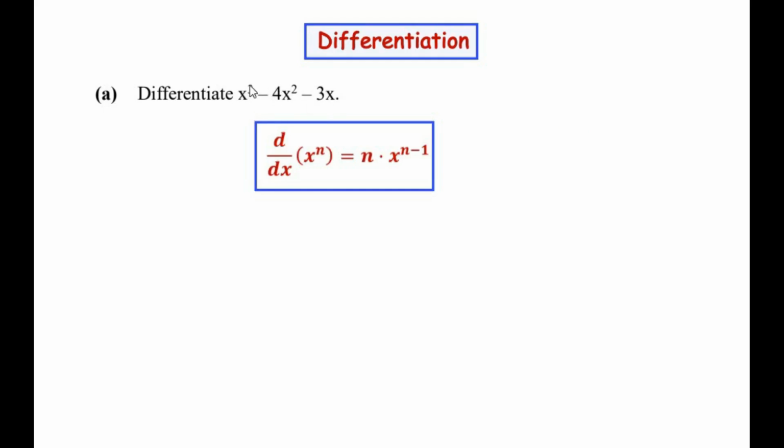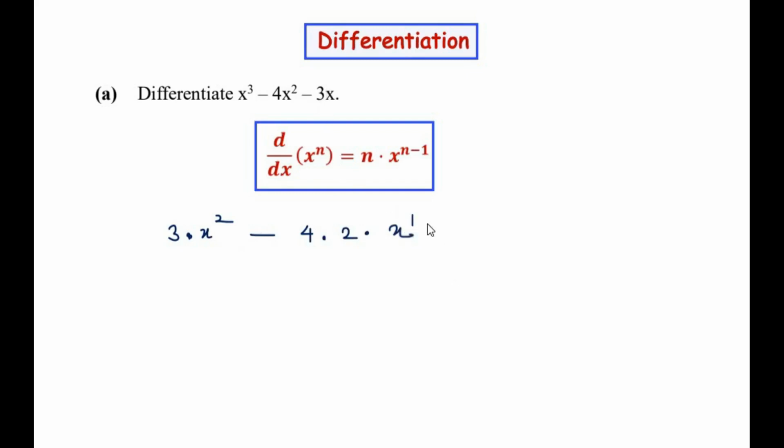So here x cube can be written as, now 3 comes out, so let us write here 3 times x to the power of, now the power is reduced by 1. So instead of 3, we are going to write it as 2. So it becomes 3 times x to the power of 2 minus, now for the second term, let us write 4 as it is because it is a constant, times, now 2 comes down, so let us write it as 2 and it multiplies with x to the power of 2 minus 1, which is 1.